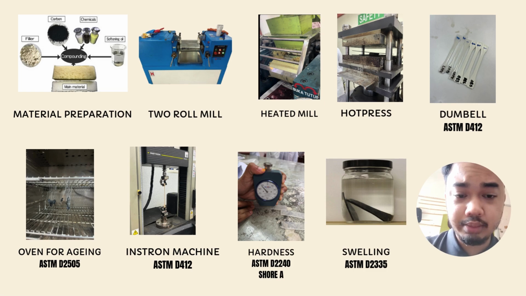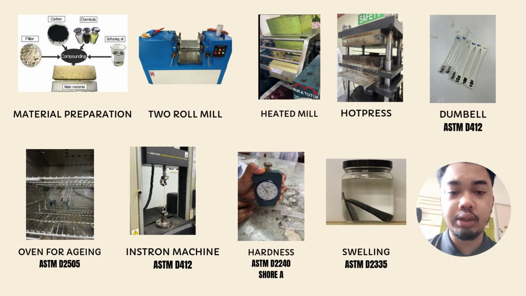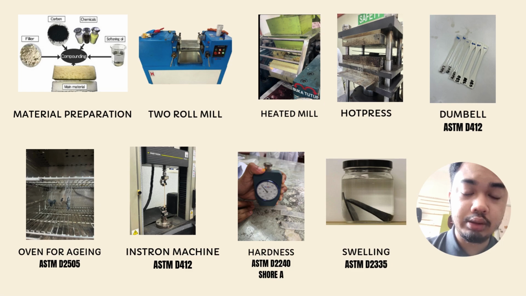Then when the master batch is done, we take a little bit of the master batch and put it in the heater mill to blend with the plastic. The temperature we use in the heater mill is the softening point or melting point of the plastic. After the plastic and rubber are blended together, we put it back into the two-roll mill to add the curing agent sulfur. Then we put in the sulfur to make the rubber cure.